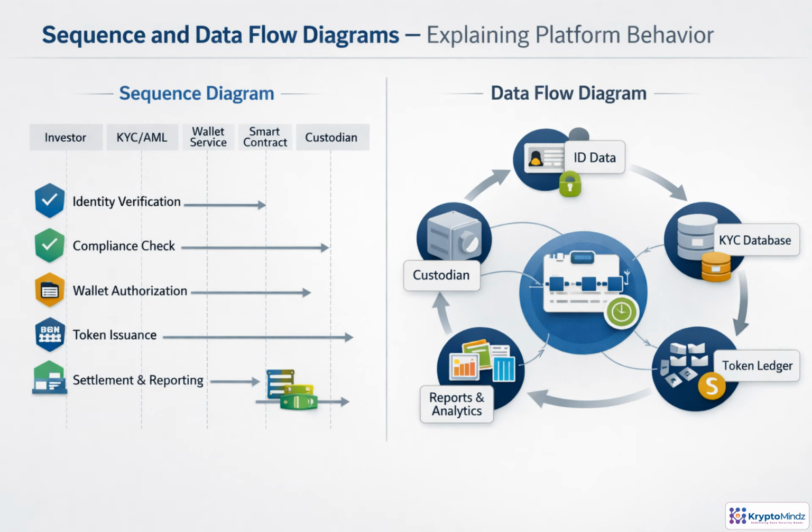These diagrams also make platform behavior easier to test and review. A sequence diagram answers: what happens next? The investor submits a request, identity is verified, compliance is checked, wallet authority is confirmed, the smart contract executes, and settlement and reporting follow. A data flow diagram answers: where does the information go? It traces ID data, transaction instructions, ledger updates, and reports across systems, helping teams validate privacy, controls, custody responsibilities, and operational readiness.